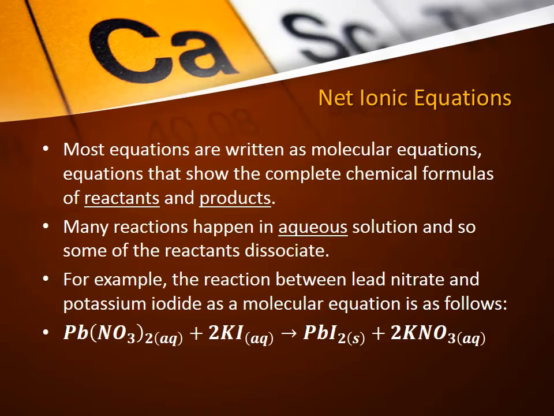For example, this reaction. You may at first think, oh, lead nitrate and potassium iodide. That's forming lead iodide and potassium nitrate. That's a very helpful equation. Well, if so, you're wrong, because that tells you way too much information. You really don't care that much.